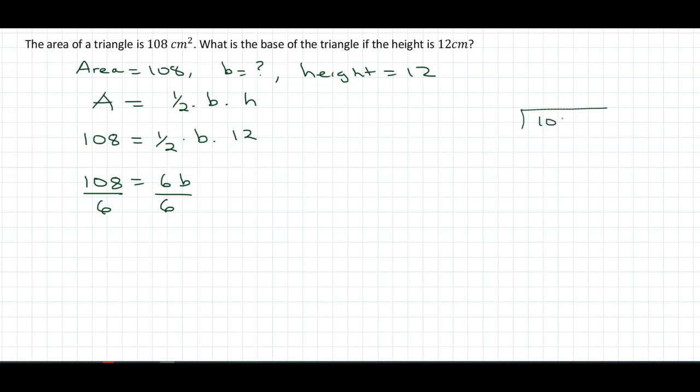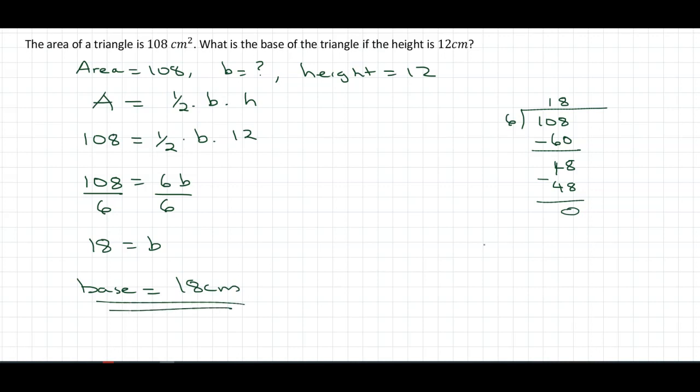So 108 divided by 6. 10 divided by 6, I have 1. 1 multiplied by 6, I have 6. So I subtract, put a 0 here. So 8 minus 0 is 8. 10 minus 6 is 4. 48 divided by 6, we have 8. 8 multiplied by 6, we have 48. We subtract and we're left with 0. So 18 is equal to b. So therefore, the base of the triangle is going to be 18 centimeters.